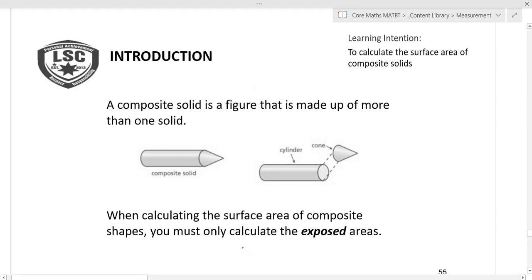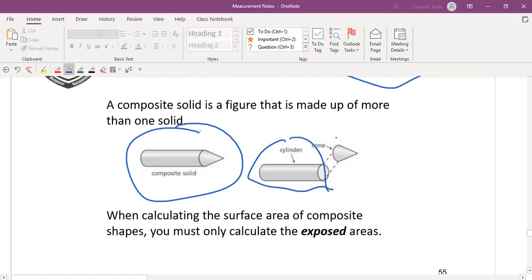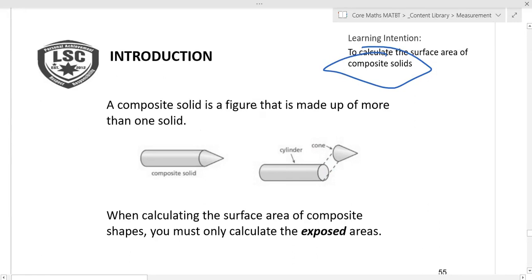All right, so as we've been learning, the idea behind today's lesson is to calculate the surface area of your composite solid. So a composite solid basically just means two shapes put together. If you look at this shape, for example, it's a composite solid that can be broken up into a cylinder and a cone. So you've got two shapes, the cylinder and the cone. But whenever you find the surface area of a composite solid, what you want to look at only is the exposed section. So remember, only the areas that you can actually see.